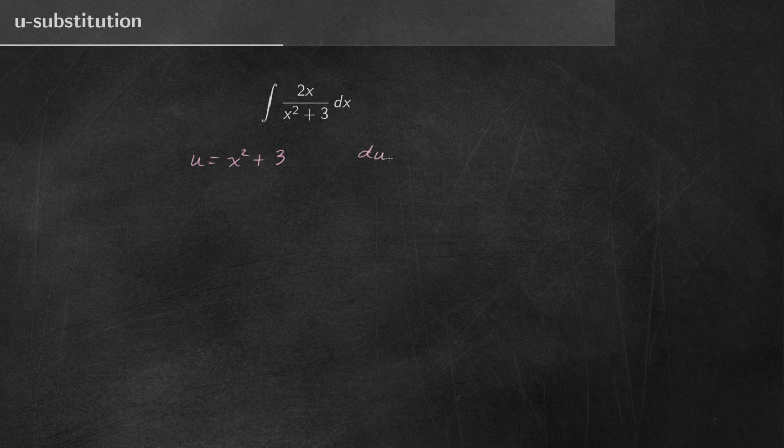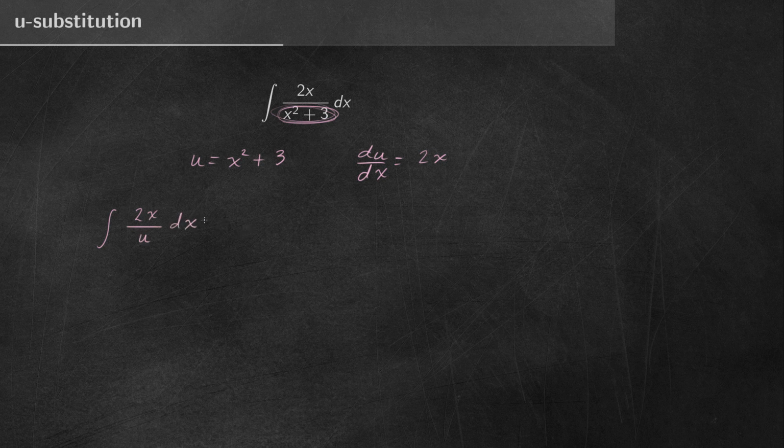We're going to find du dx. Du dx equals, I'm just taking the derivative of x squared and then taking the derivative of 3. So I have du over dx equals 2x. So I have what I need to start making substitutions. I can substitute x squared plus 3 for u. So that's going to give me the integral of 2x over u dx.